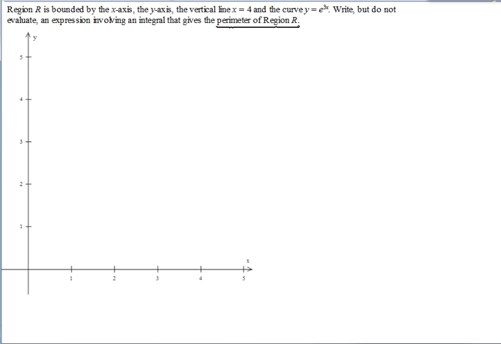So let's start by graphing our vertical line here. We've already got the x and y-axis on here. So the vertical line x equals 4.